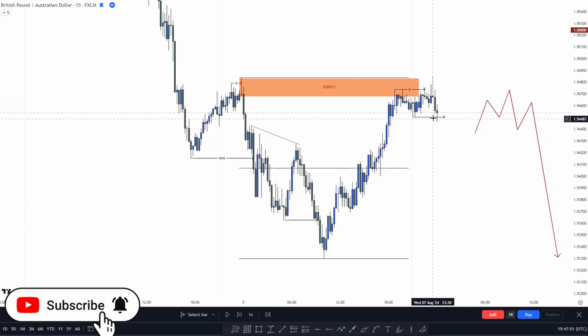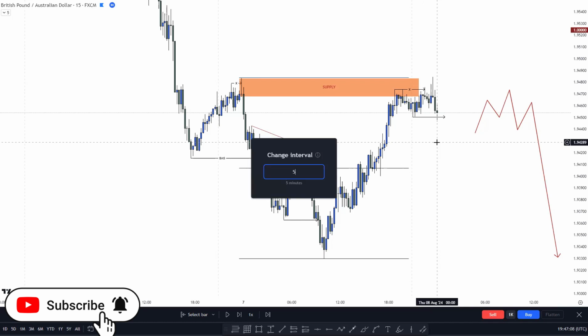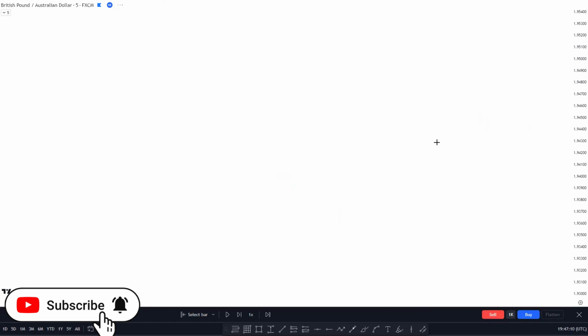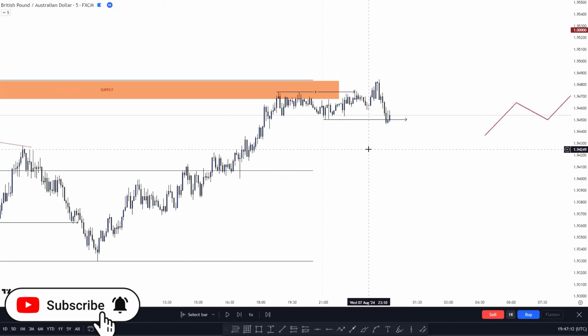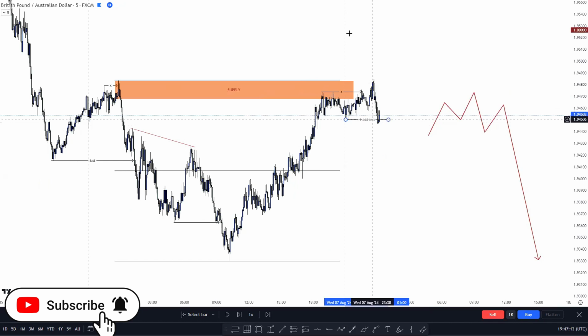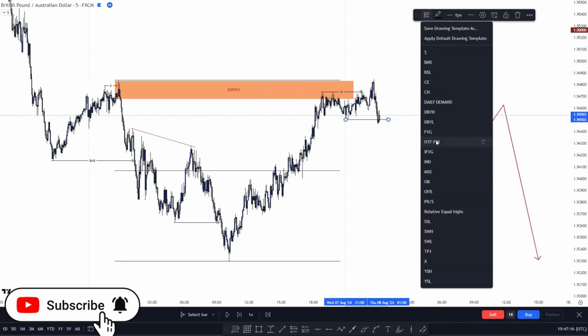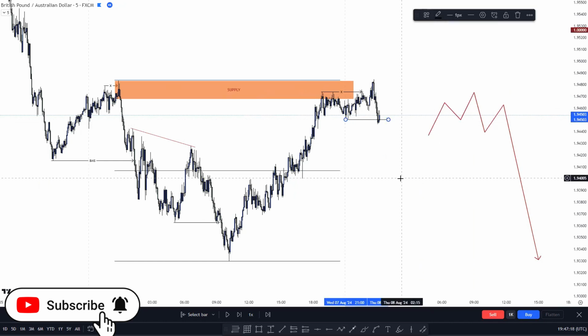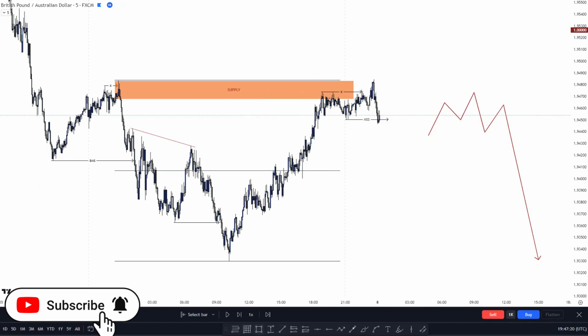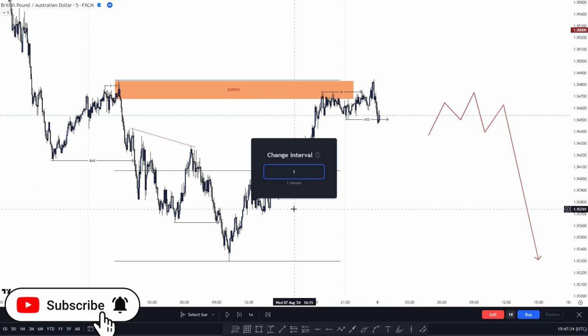So right now we have our change of character here when we push lower to the 5-minute time frame. On the 5-minute time frame, we have our market structure shift here, or our change of character here. So what do you do? You go back to the 15-minute time frame and see if there is any fair value gap, because it's not that clear on the 5-minute time frame.